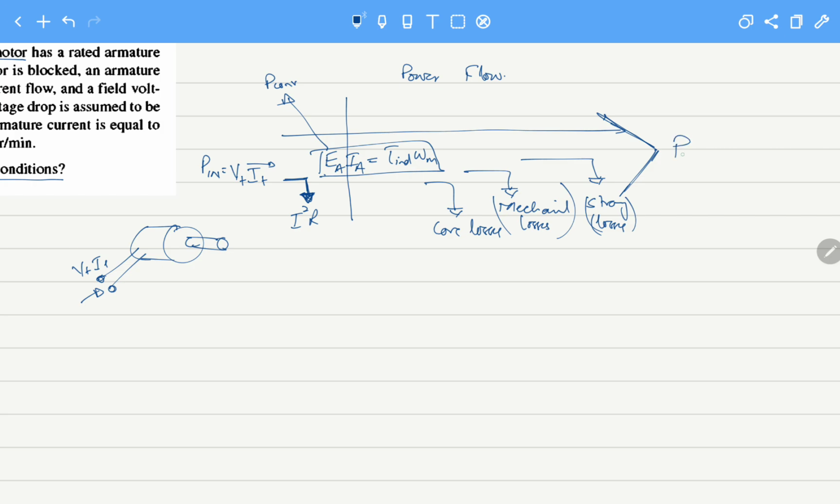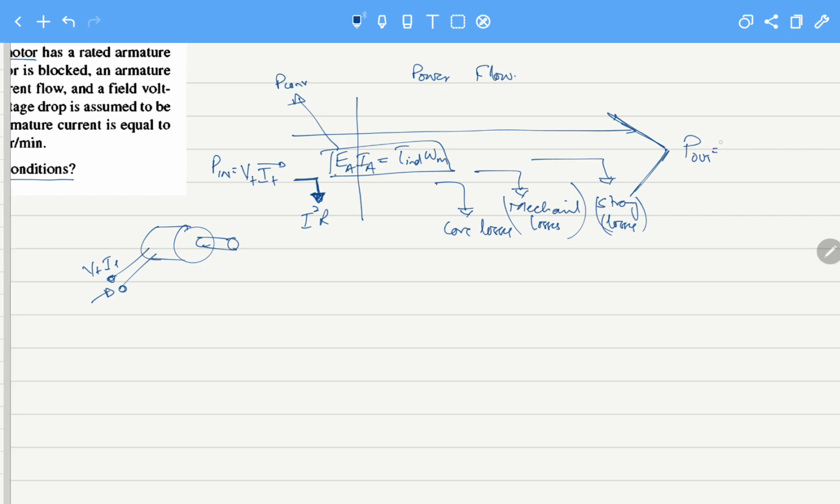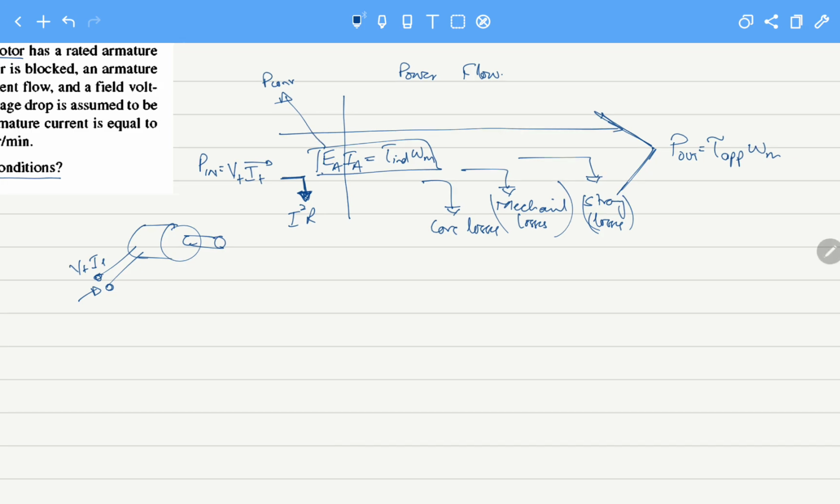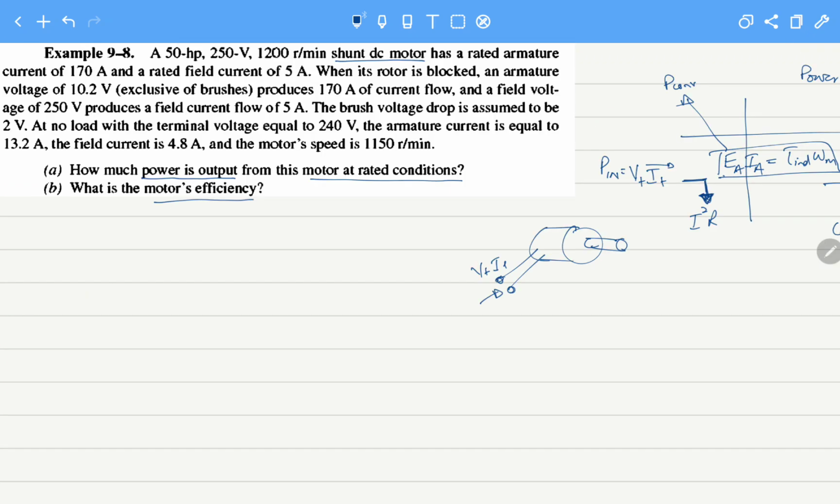After that, we get P out, and P out is equal to the applied torque times the mechanical speed at the output. Here the torque was the induced torque, and this is the applied torque. So this is how power flows through the machine. We have the electrical losses, and then we have the mechanical side losses.